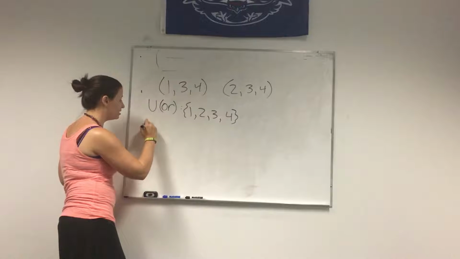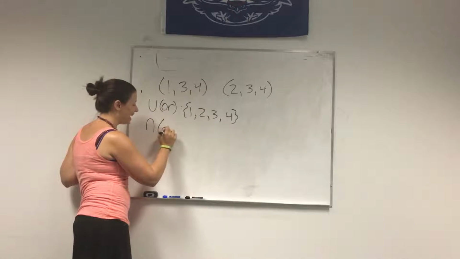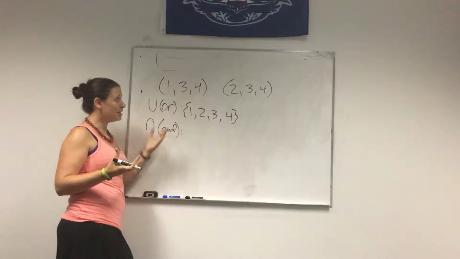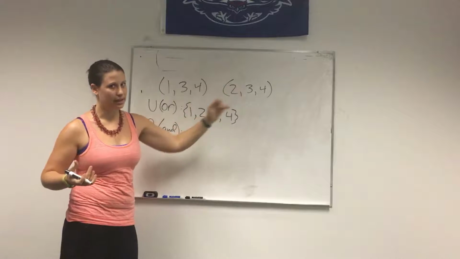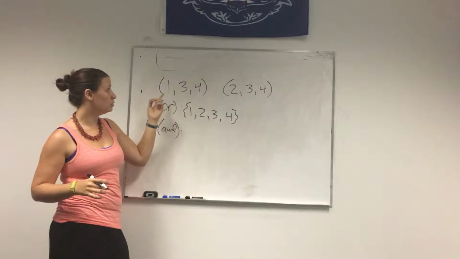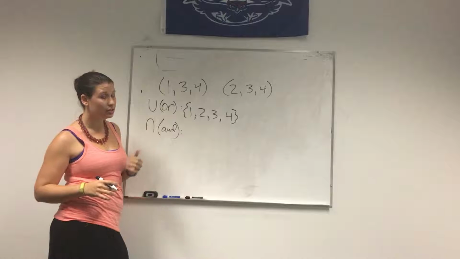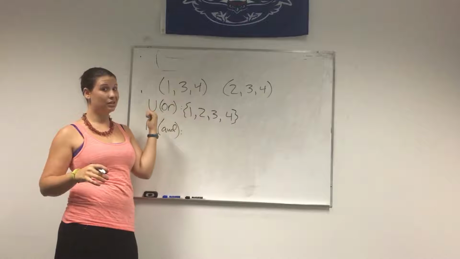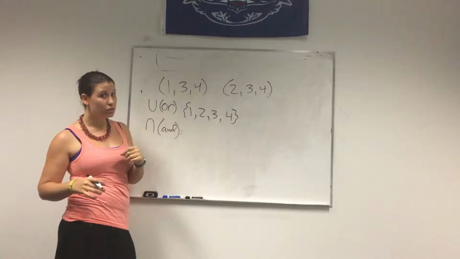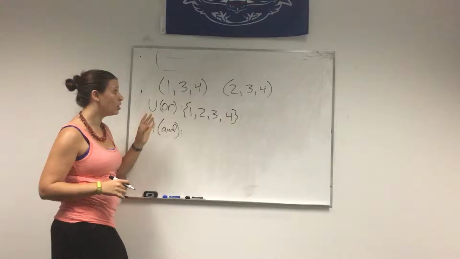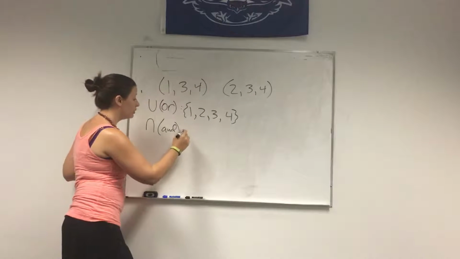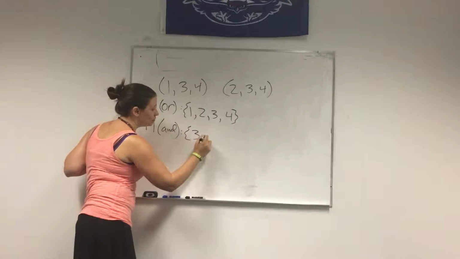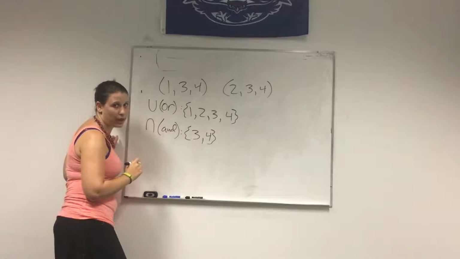Now the intersection is the exact opposite. That's an and, okay? So an and obviously means that it has to be in the first group and in the second group. So 1 is only in the first group, so it's not in the intersection, right? Because 1 is not in this group and in that group. It's just in this one. 2 is also not in the intersection for the same reason. It's only in the second group. So the intersection is only what they have in common. So that would just be 3 and 4, okay?